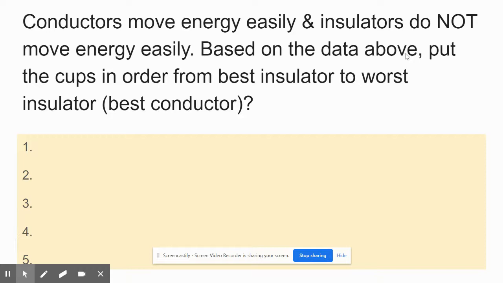So from the cup that was best at not allowing heat energy to escape to the ones that were the worst at allowing heat energy to escape. The best insulators would have been able to keep the temperature the steadiest, whereas the worst insulators would have done the worst job keeping that temperature steady. The worst insulators, or best conductors, would have allowed that heat to change rapidly.